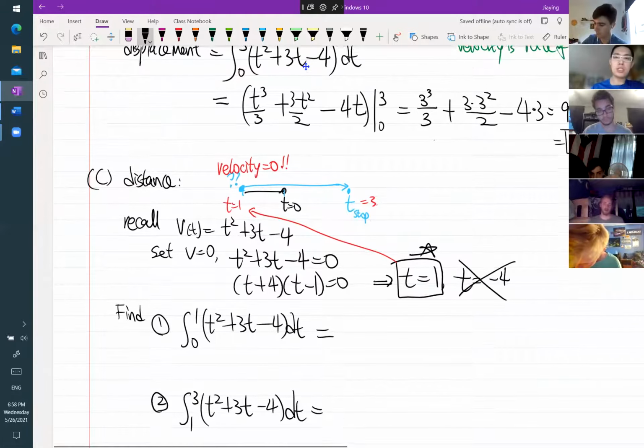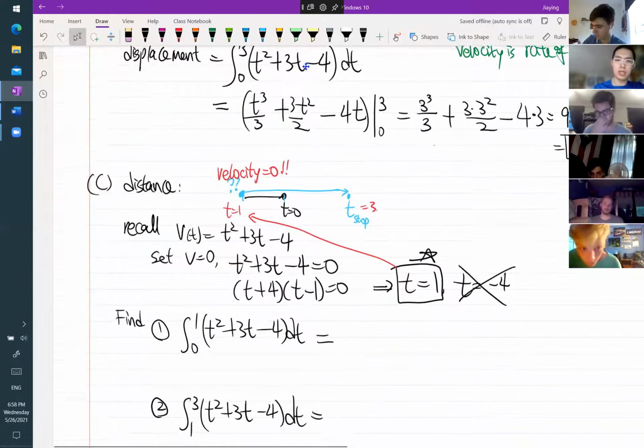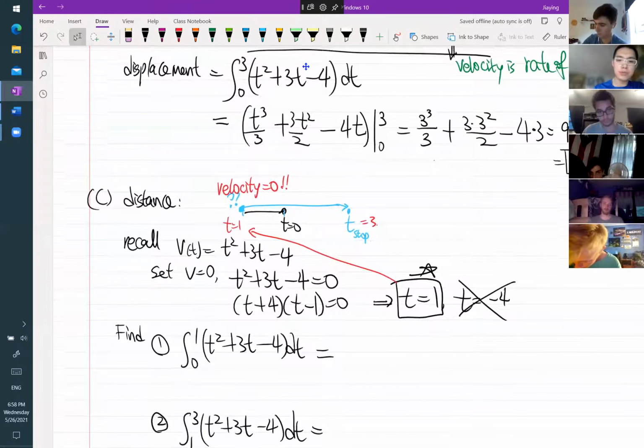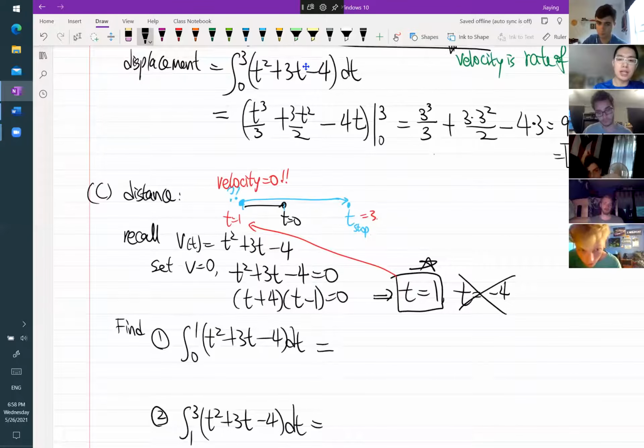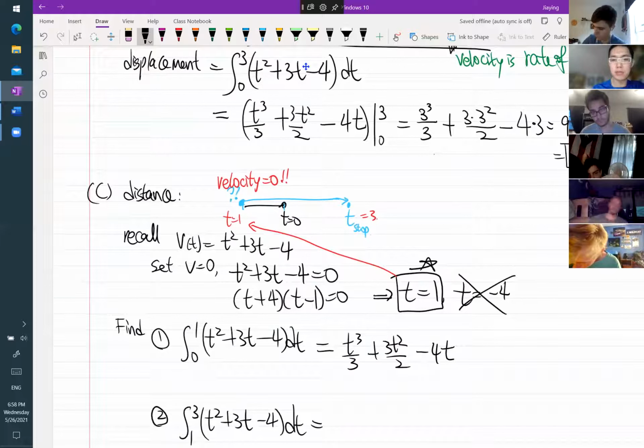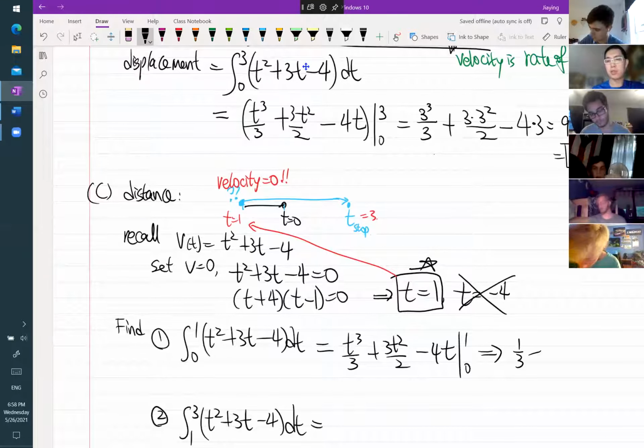For the first distance, since I already did the antiderivative earlier, I'm just going to copy the antiderivative here. That's t cubed over 3 plus 3t squared over 2 minus 4t, and that's going to go from 0 to 1. So we just end up plugging in 1 there. So you get 1/3 plus 3/2 minus 4.